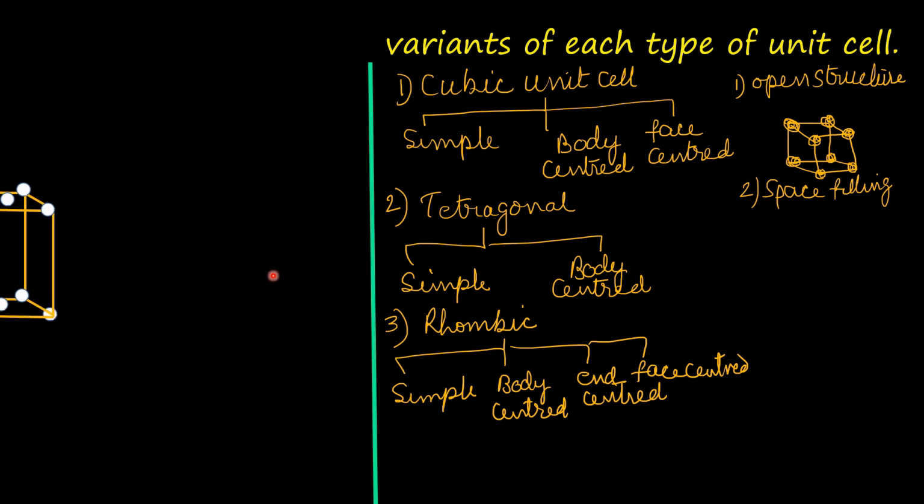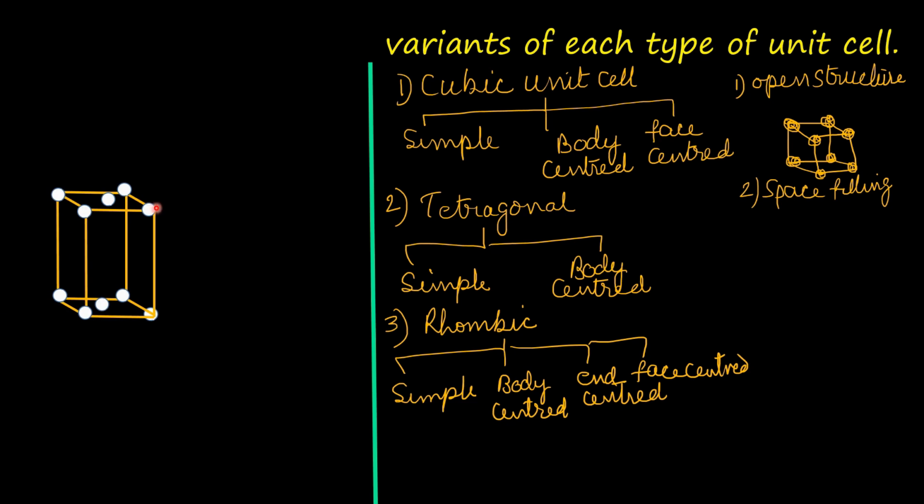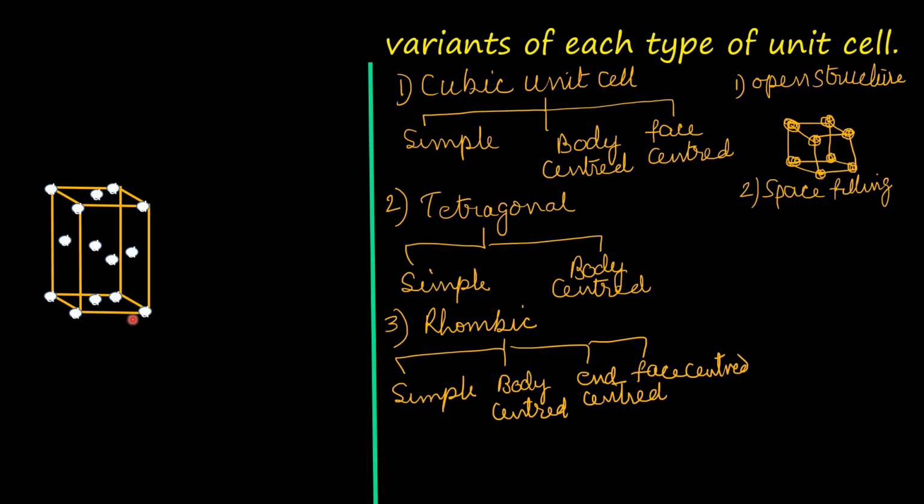This is the end-centered type. This is the end face. These 2 faces, one at the top and one at the bottom, are called end faces. There is 1 particle each at the end center. This is the face-centered type. There are 6 faces and each face has 1 additional particle.